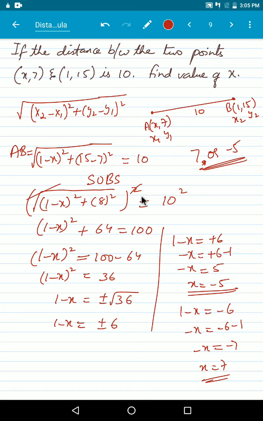I hope you understood this. If I'm going fast, just pause the video and watch it. Okay, if I'm going slow, you can watch the video at higher speed, right? In YouTube, you'll have that option.